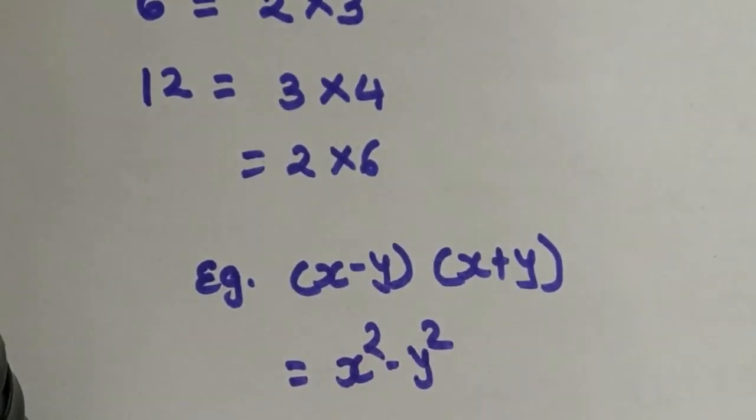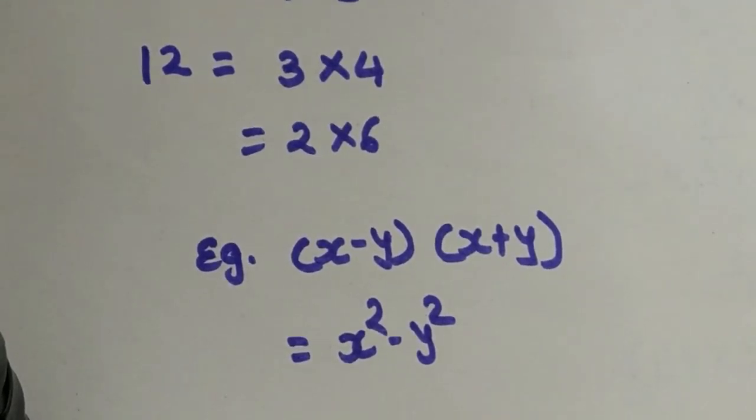So we can say that x minus y and x plus y are factors of x square minus y square, and x square minus y square is the product of x minus y and x plus y.